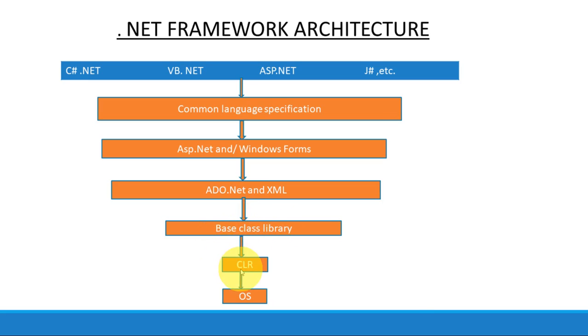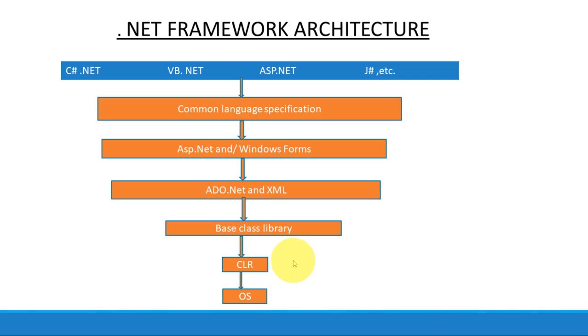Now, the next layer is CLR. This is Common Language Runtime. This layer is responsible for conversion of intermediate language to machine language. It is an inbuilt component in the .NET framework. It converts intermediate language, that is IL, to your machine code language.